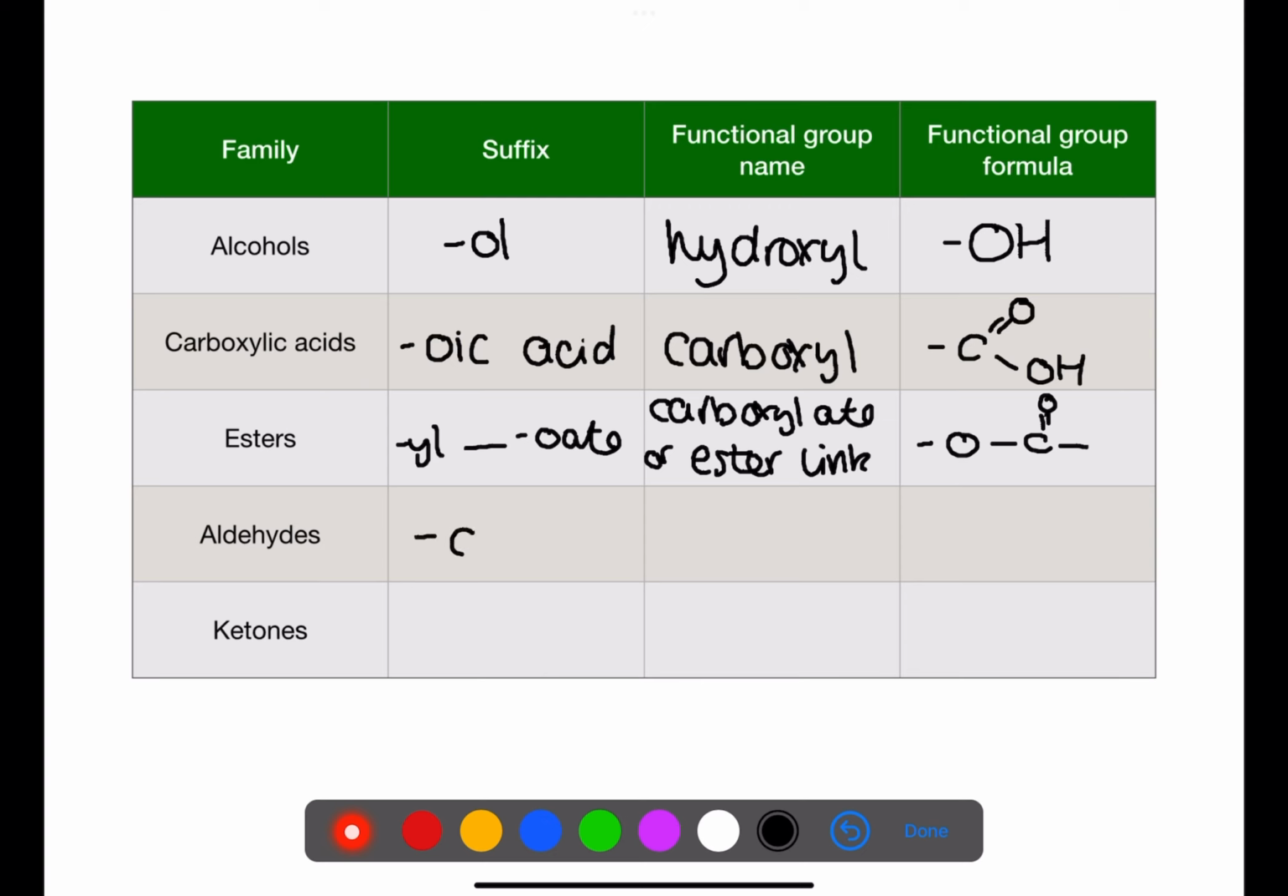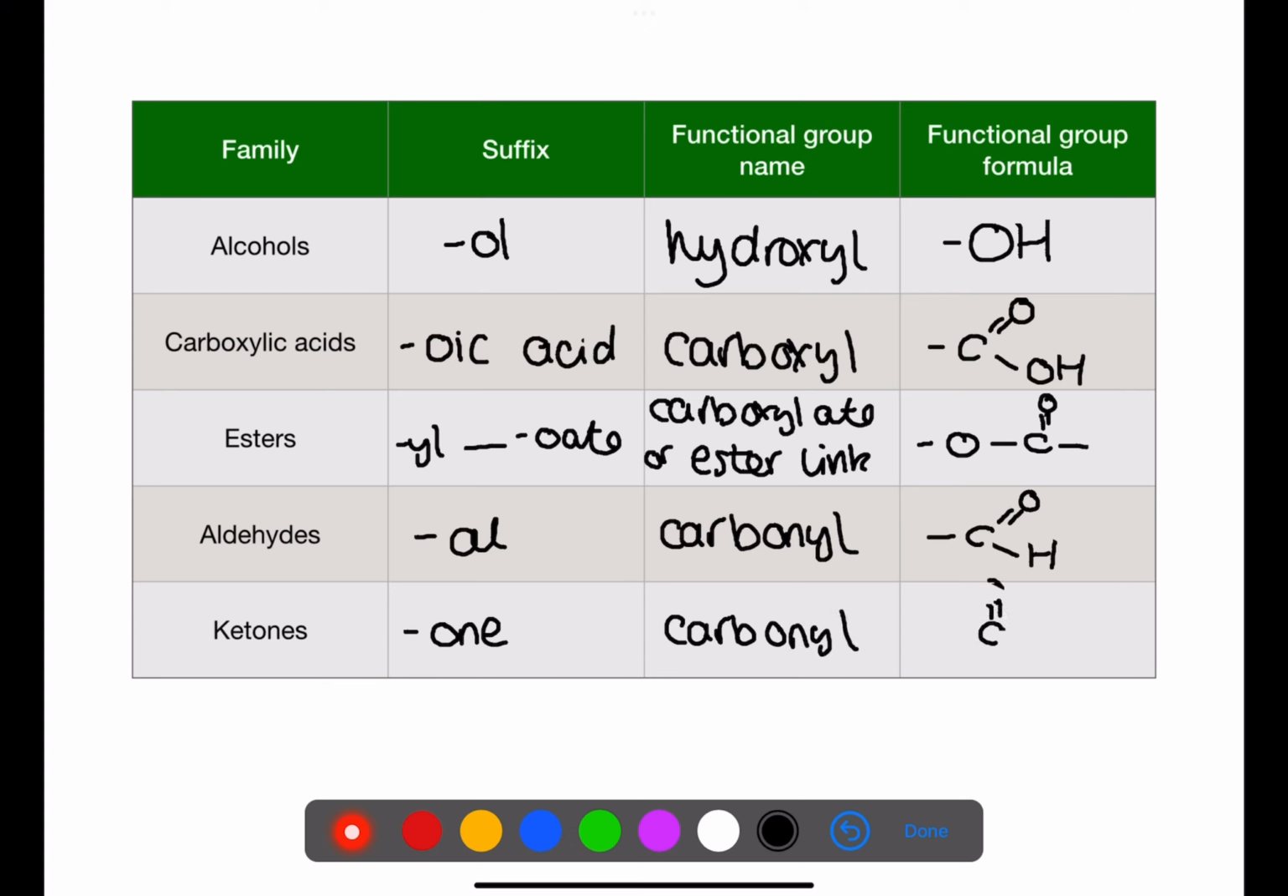Aldehydes have the suffix -al for the end of their name. The functional group is the carbonyl. This is always found on carbon number 1, so has a functional group formula of C double bond O H. Ketones are also carbonyls. Their suffix is -one. However, these are found within the chain of the carbons. So we have C double bond O attached to 2 carbon chains, given the letters R and R dashed here.